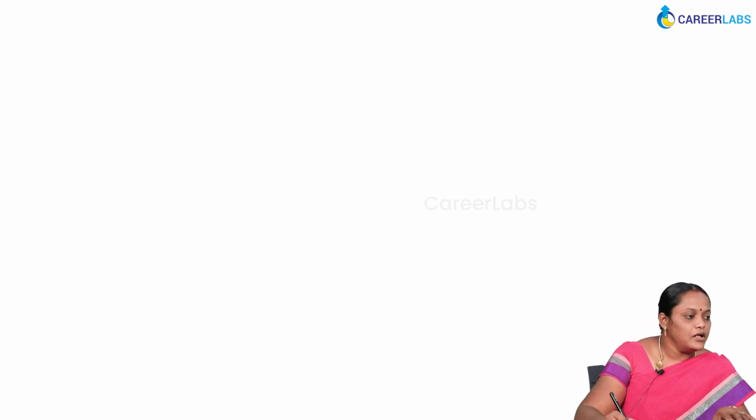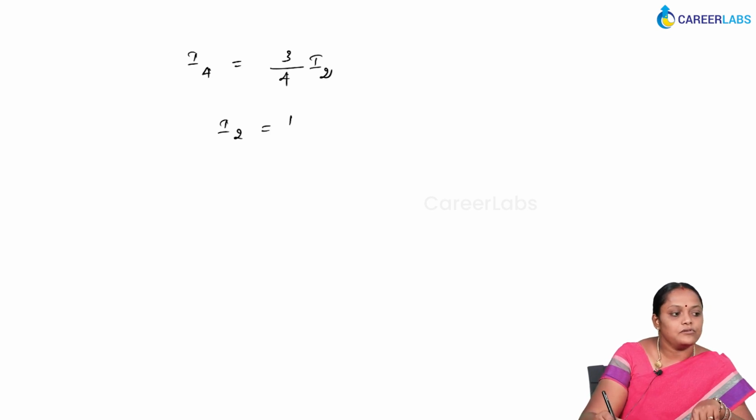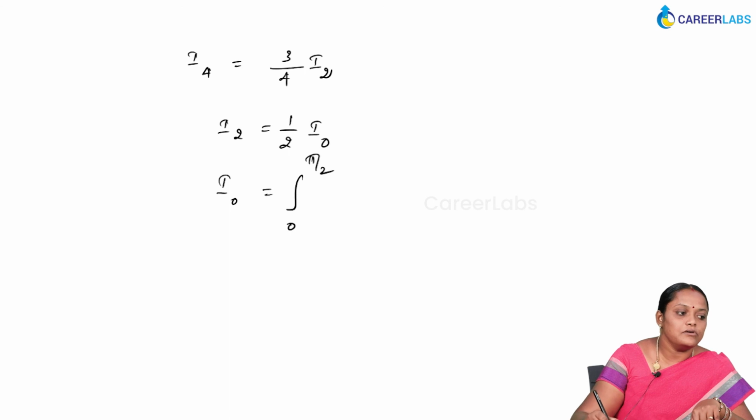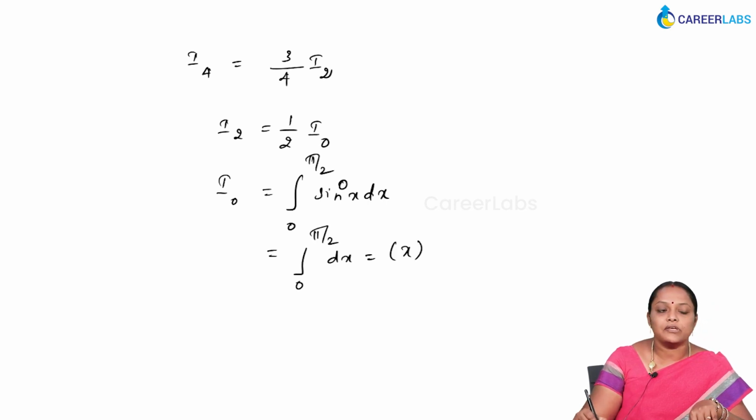so on. Now let us try for I4. What will be the value of I4? I4 will be n minus 1, that is 4 minus 1, which is 3 by 4 I2, and I2 will be equivalent to 1 by 2 into I0. Now let us find the value of I0 using the integral 0 to pi by 2 sin to the power 0 x dx. Anything to the power 0 is 1. So this is simply integral 0 to pi by 2 dx. When you integrate dx, this is going to give you the value x over the limit 0 to pi by 2. So the answer is pi by 2.